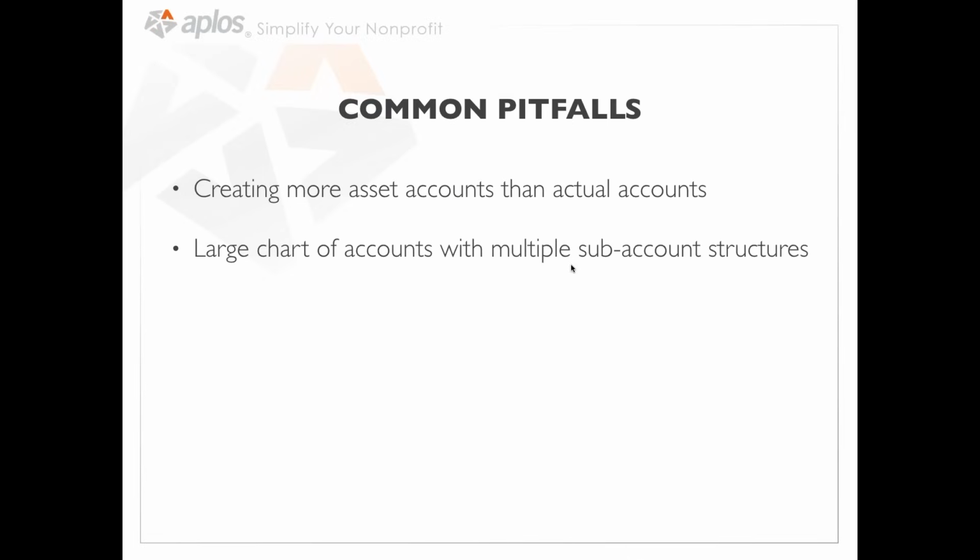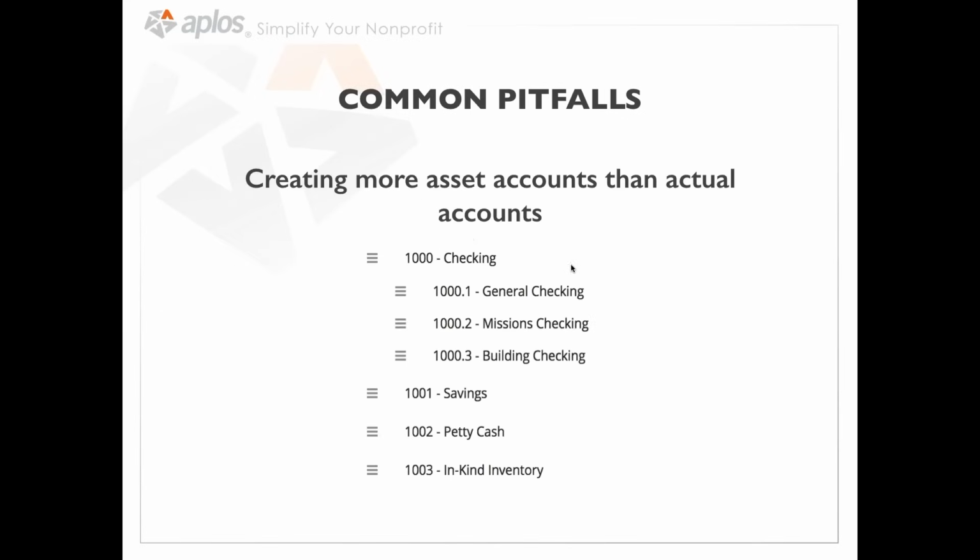The problem with this is it creates more asset accounts than are actually needed. So you only have one checking account, but now you've created 4 different accounts, one a parent, and then 3 sub-accounts to hold the balances. It also requires you to repeat this process for any of these assets that need another split. So if savings also has general, missions and building money, you're going to have to do the same substructure to the savings in order to accommodate the balance of general versus missions in each one of those bank accounts.